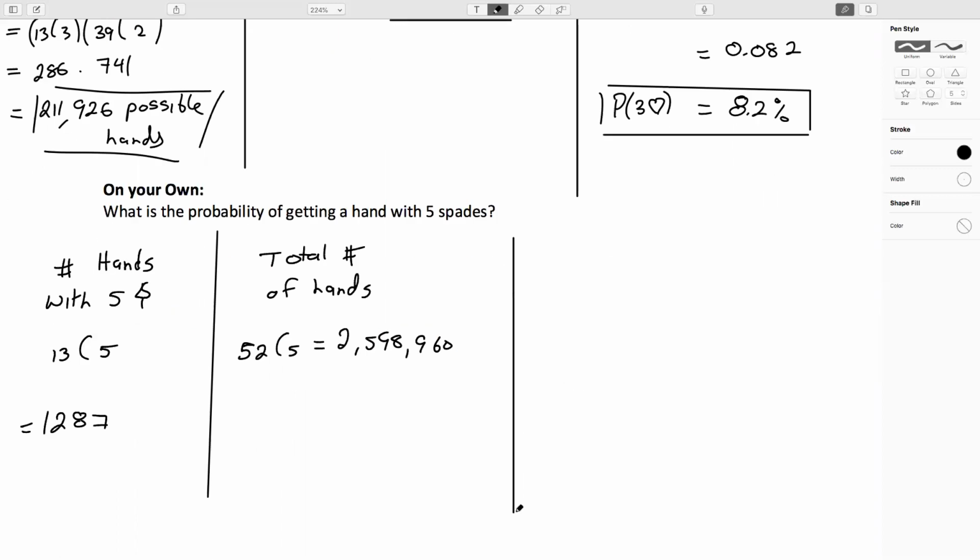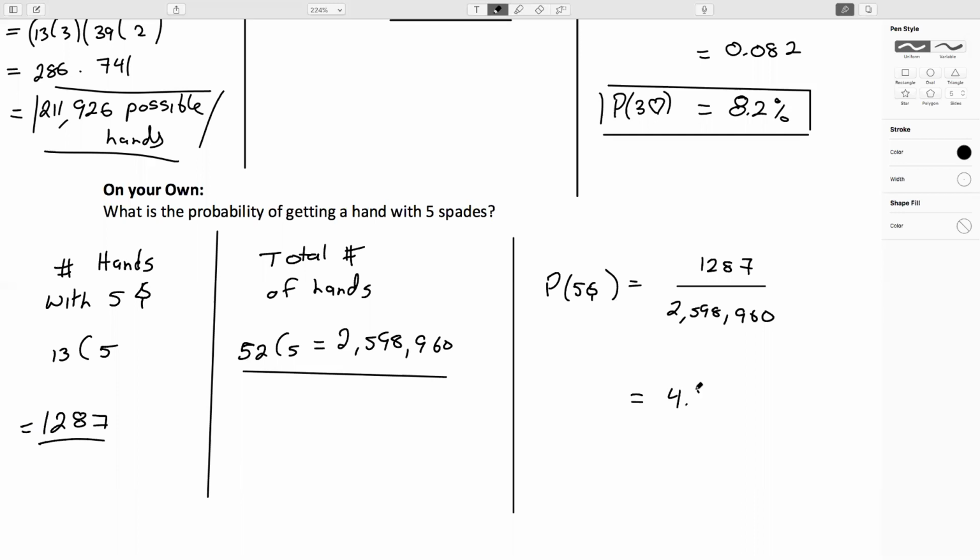So if we want the probability of getting 5 spades, that's going to be 1287 divided by the total number of hands, 2,598,960, which is 4.95 times 10 to the minus 4. We multiply by 100%, it's 0.0495%. So less than a tenth of a percent. It's about a 20th of a percent. So it tells you that the chances of getting a 5-card flush with that specific suit are not particularly good.